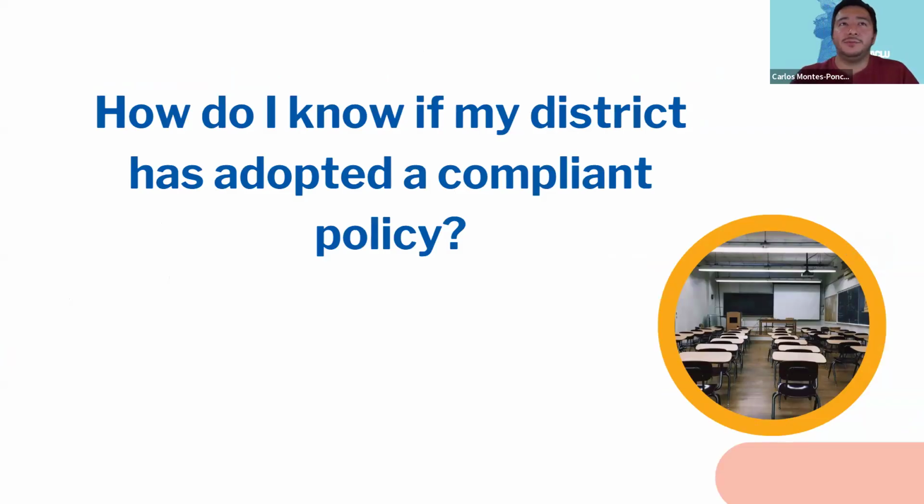As I previously mentioned, how do we know it? We would know that a district has adopted a compliant policy when those policies align with Assembly Bill 699, and also that the updated model policies have been adopted by May 2025.